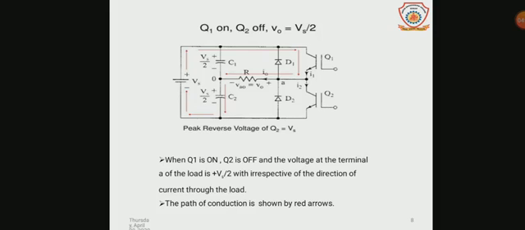Now single phase half bridge inverters function in two states. In the first state, when the transistor Q1 is on and transistor Q2 is off during the cycle 0 to T0 by 2, the path of conduction is shown by the red lines and the output voltage that appears across the load R is plus Vs by 2.